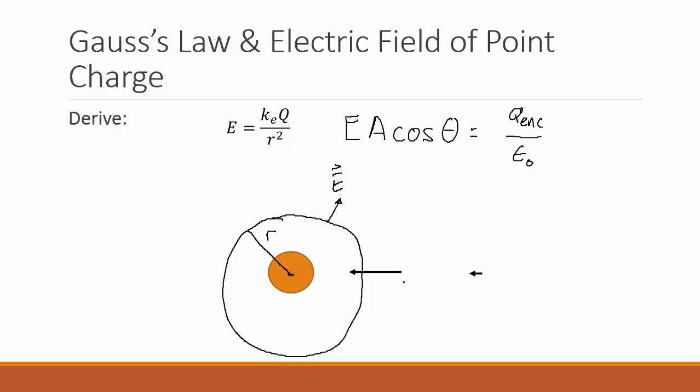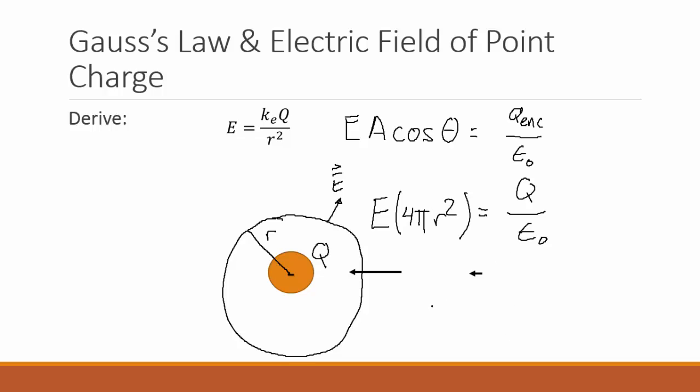If I call the charge inside capital Q, then the enclosed charge is just capital Q. There is no other charge enclosed. Epsilon naught will stay the same. The angle, as we said, was 0, and cosine of 0 is 1, so that'll disappear. And that's just then the electric field times the surface area of the sphere. And if you don't recall, the surface area of the sphere is 4 pi r squared.